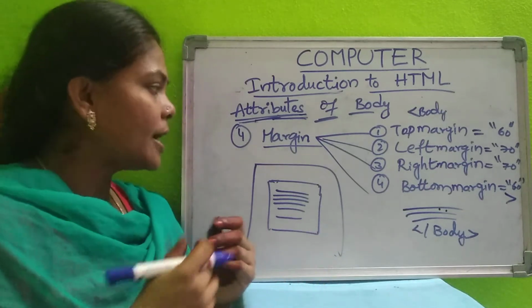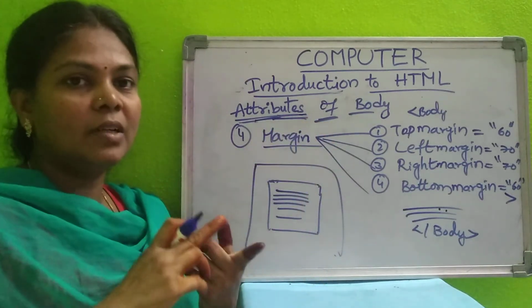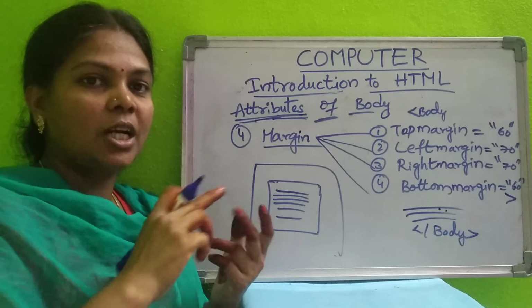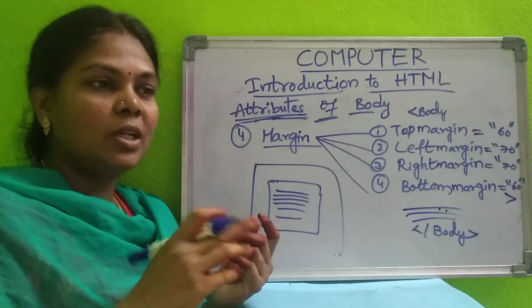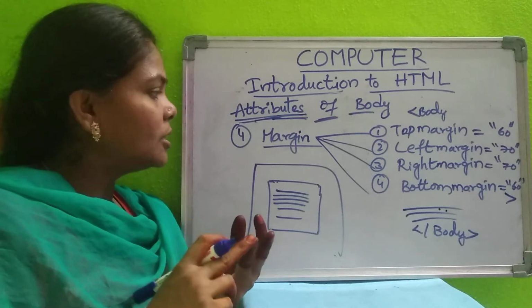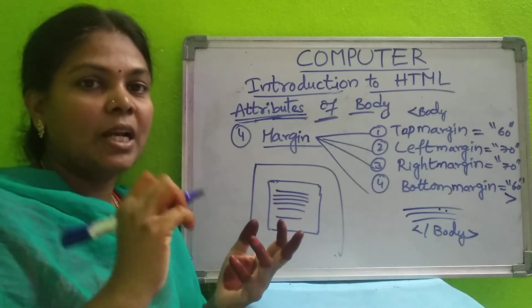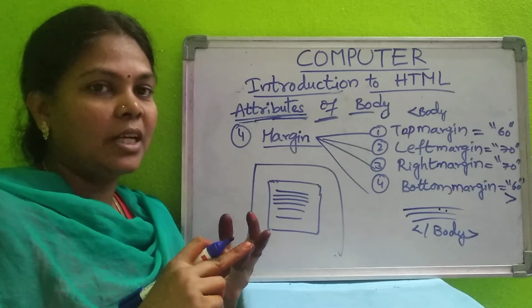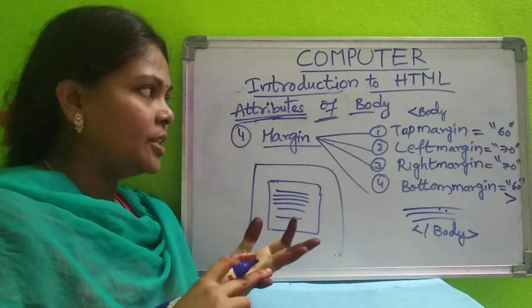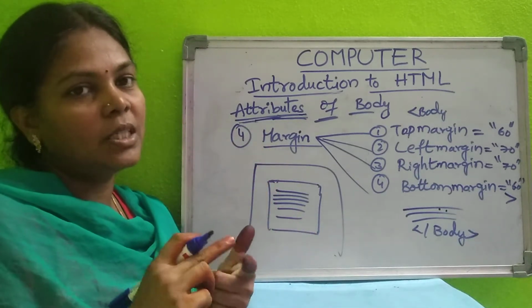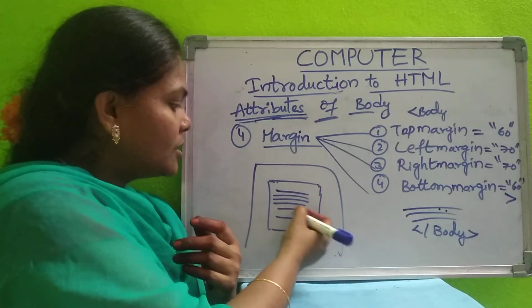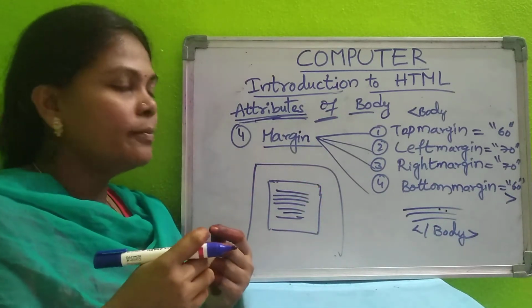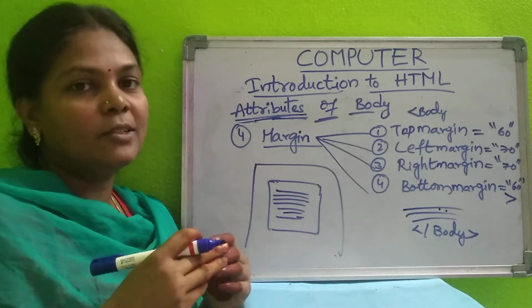Okay. So what are the attributes of body? We have learned about BG color, the background color of the web page. Background as an image, one image you will keep as a background. And third one is text. Whatever we are writing, that text we can change the color. Fourth one is margin. For that we can give top margin, left margin, right margin, bottom margin for the text which is in the web page. Okay. All this I will show you in the system.